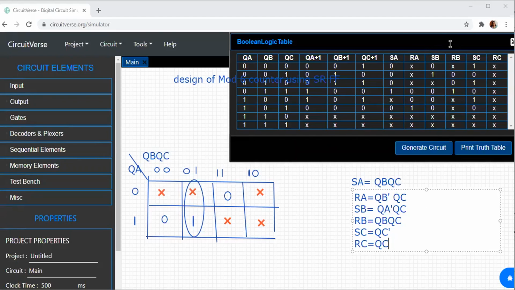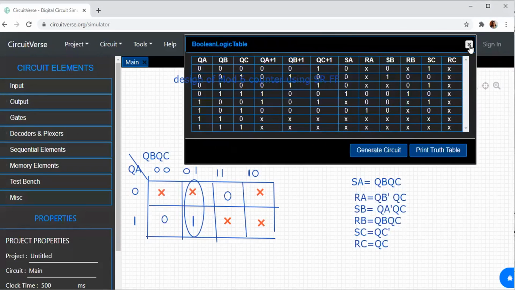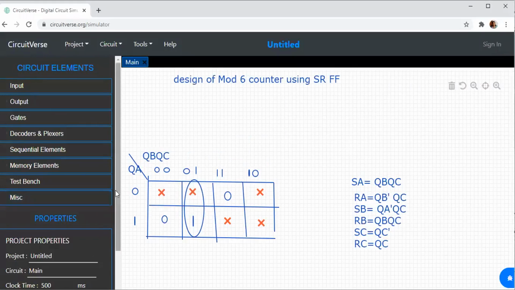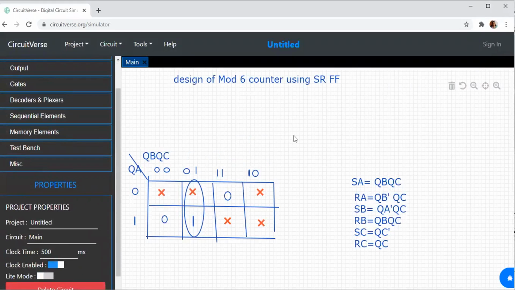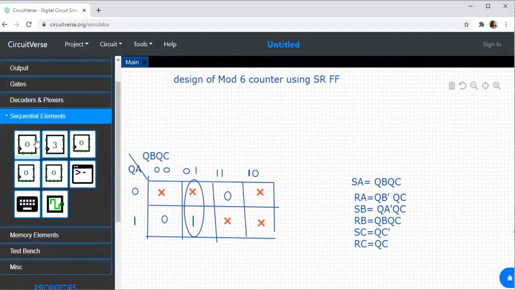Now using these equations, let us write down the flip-flop diagram. How many flip-flops do I need? I need 3 flip-flops. It is an SR flip-flop. So this is SR, SR and SR.